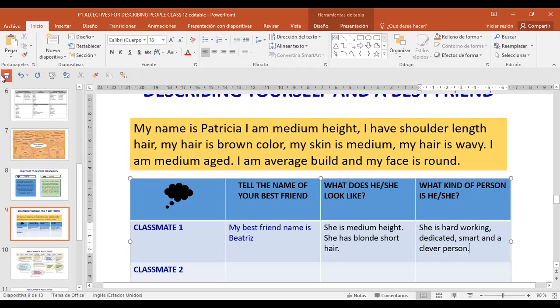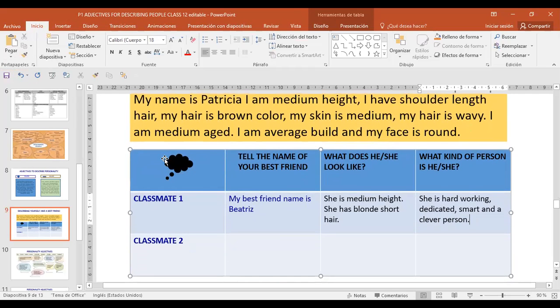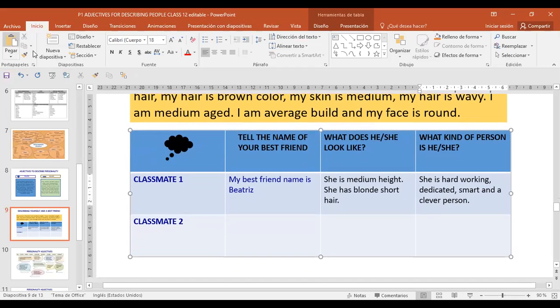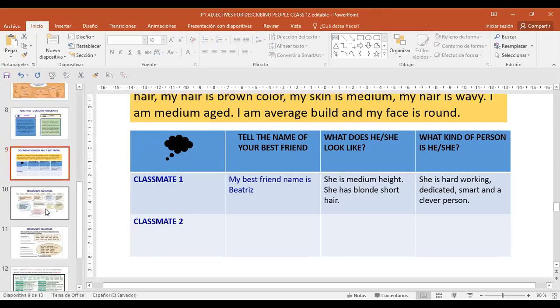Okay. So this is what I expect from you. Eso es lo que yo espero que ustedes puedan hacer, ¿verdad? So if you can take a new screenshot, si pueden tomar una nueva captura de este ejemplo, that's going to be great. Okay, is it clear what we are going to do? ¿Estamos claros, chicos, de lo que vamos a hacer? ¿Sí? ¿O no? The idea is that you can talk using the adjectives. La idea es que ustedes puedan practicar un poquito hablando, utilizando el vocabulario de los adjetivos, ¿verdad?